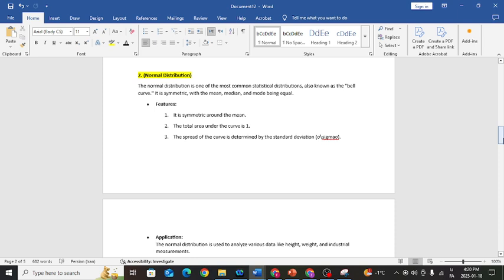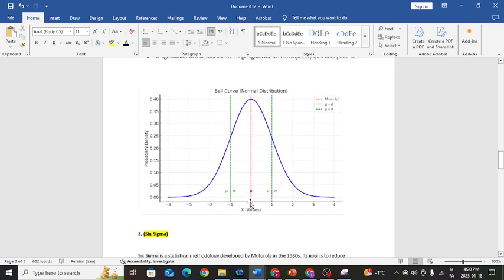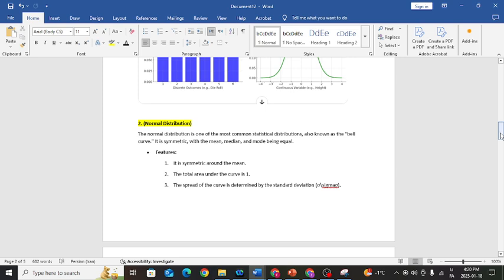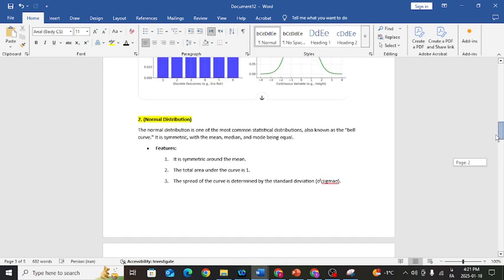You can find and determine the line that shows the mean. This is the mean line, and things happen symmetrically around this mean line. It is symmetric around the mean. Here is the mean plus sigma, or standard deviation, and the mean minus sigma. So it is symmetric around the mean.